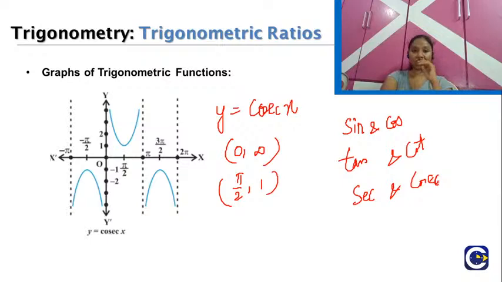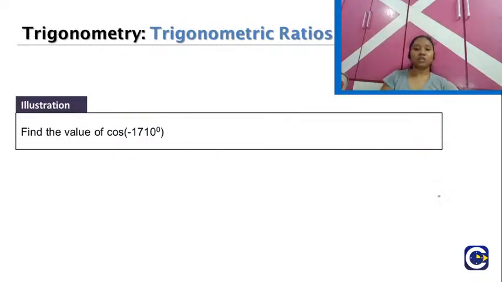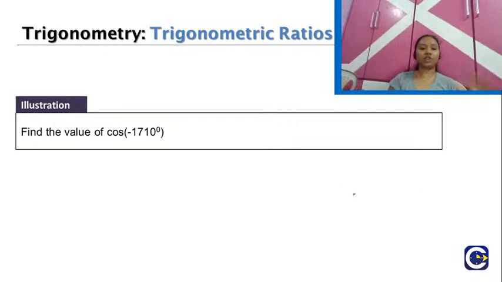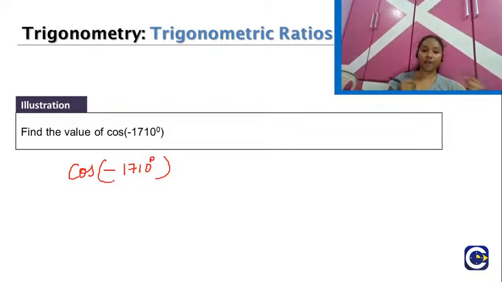So now you have seen the specific values and how we are plotting the graphs. Now let's do a question which is related to our values as well as our quadrant system. I think you might be aware of how to solve these typical kinds of questions. So here you have to find the value of cos of minus 1710 degrees. You can use your properties, you have to use your values, and you even have to use your quadrant system here to find the value of the given cos function.